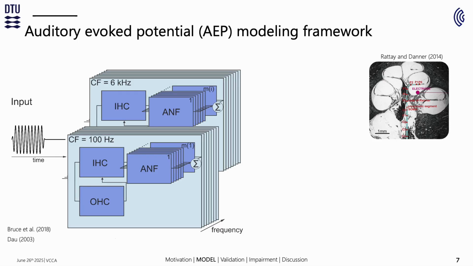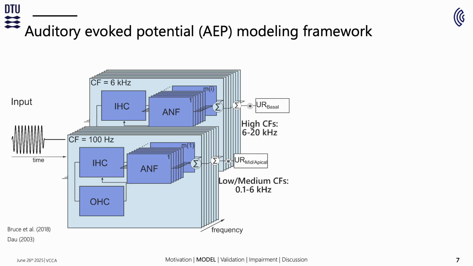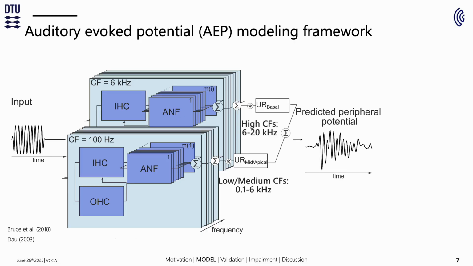So the cochlea is separated into two: high CFs, or basal first turn, and the low and medium CFs that correspond to maybe the second and third turns, or more mid and apical neurons. And then there's a unitary response, and this is a convolution with a fixed function, so a linear transformation. And then these two are added, and we get to the predicted potential.